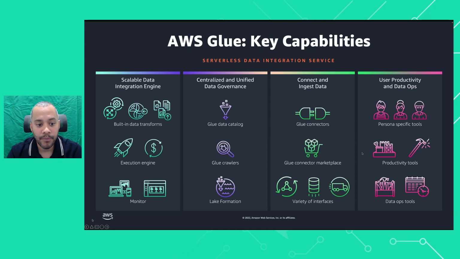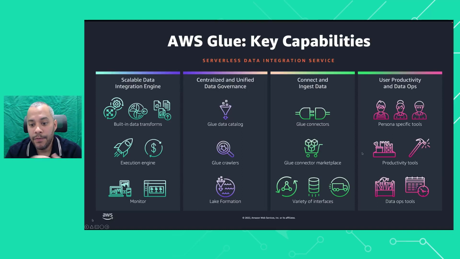Okay. Also, we offer a centralized and unified data governance experience. So we offer the Glue catalog that is going to allow you to organize and distribute your data based on databases, tables, columns, and so on. Also, we have the Glue crawlers that help you to detect and infer the schema that is coming from your data lake files. Okay, it's going to create a logical schema on top of a specific file. And we have Lake Formation that helps you to implement security on top of your data lake.